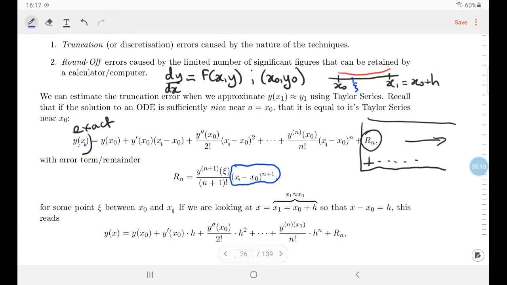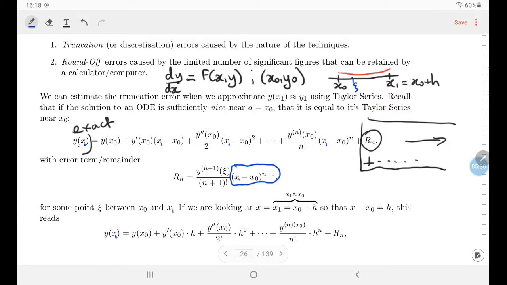So this reads something like this. This is just all I was saying, that if you're talking about x1, these things are h's. So the solution, this should actually be at x1, is equal to the starting y value.